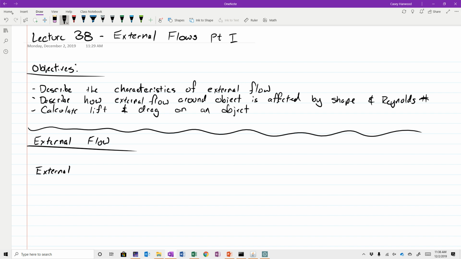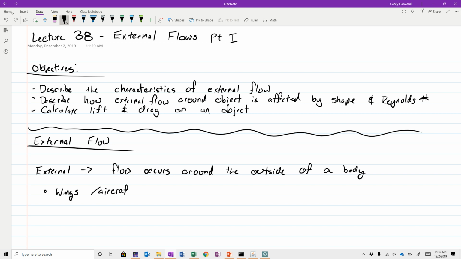Okay, so the external here indicates the flow around the outside of a body. Applications here include everything from wings and aircraft to boats to flow around buildings or other structures, buildings and civil structures.